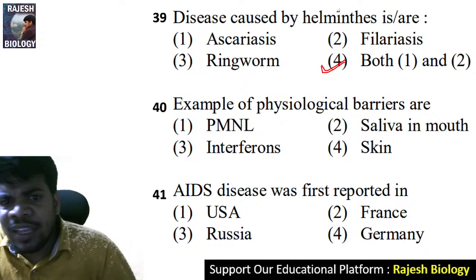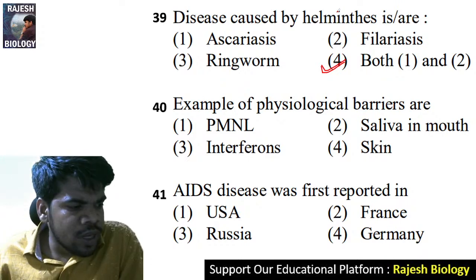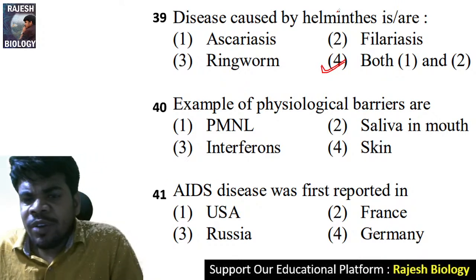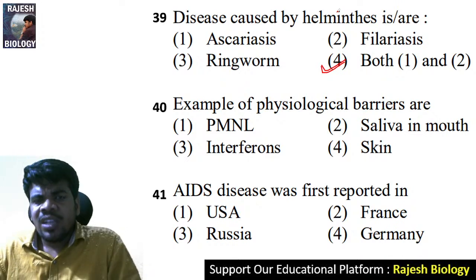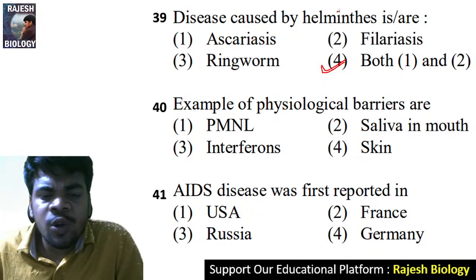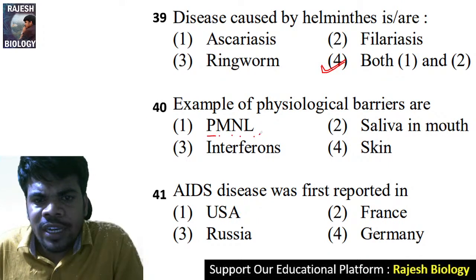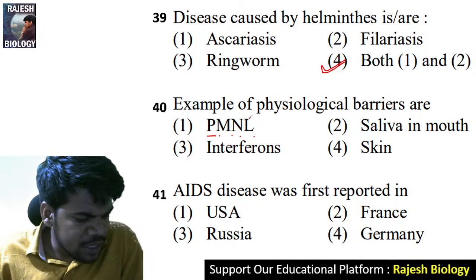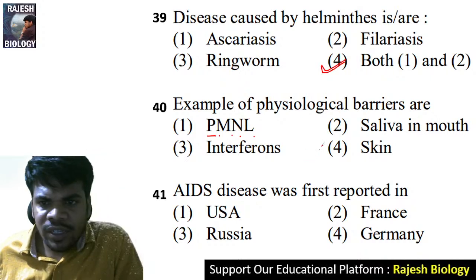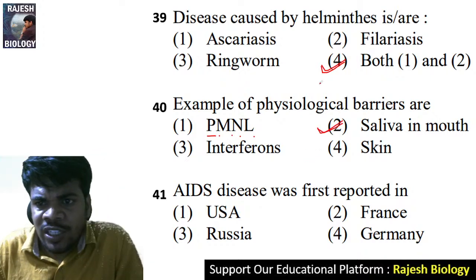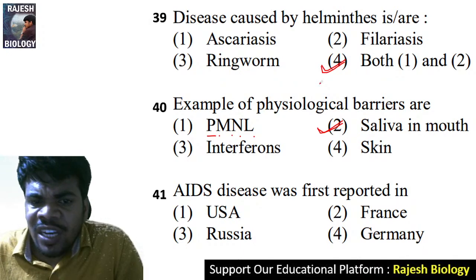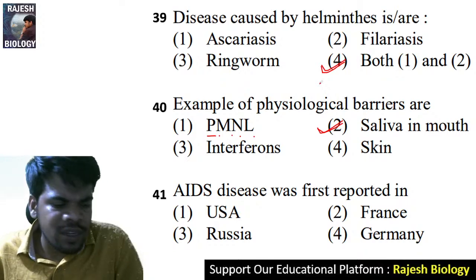Examples of physiological barriers are... 40th question. Physiological barrier. You know, innate immunity barriers are there: physical, physiological, cellular and cytokine barriers. PMNL means, don't confuse, polymorphonuclear leukocytes. Yes, who says the right answer for the first? Ganeshwari, very good. Praveen, right. Saliva and mouth, these are the physiological barriers. PMNL is actually the cellular barrier. Skin is a physical barrier, interferon is a cytokine barrier.